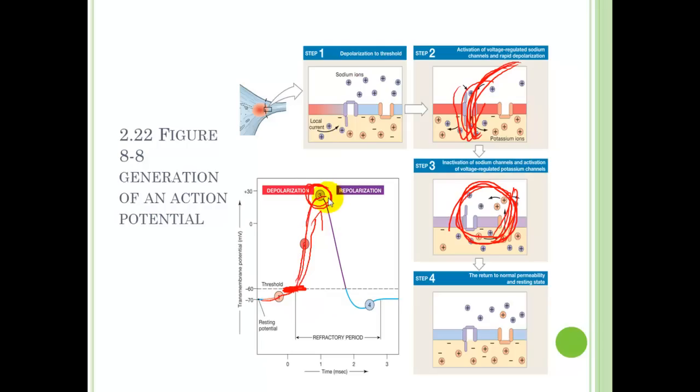During this phase here, we have to do it all over again, so this is considered repolarization. And this right here, from the time of initiation to the time that it's ready to get back to a resting potential state, is considered the refractory period. During this time frame, we can't receive any other stimulus. Step 4, returns to a normal permeability in a resting state.